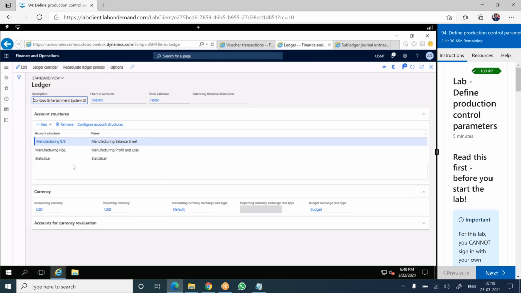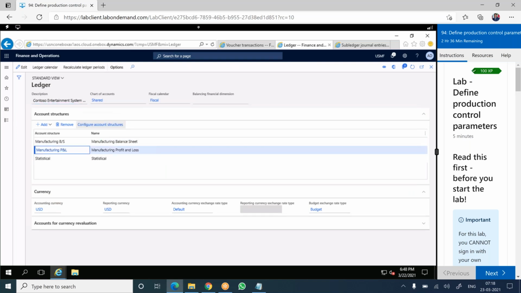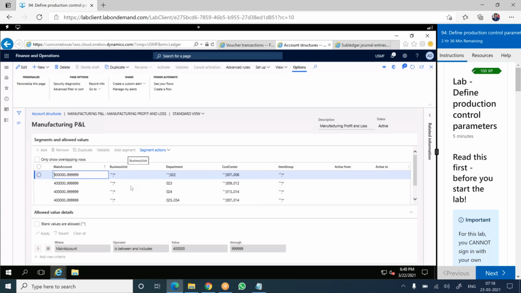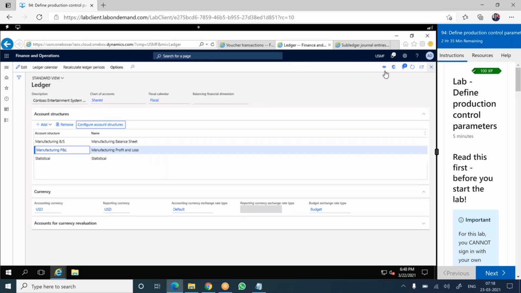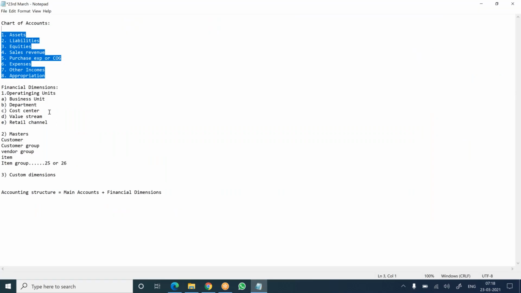For the other one, manufacturing P&L, if you go inside, it is mapped with the business unit, department, cost center, item group. We will configure this as per the client requirement. We are going to configure these things. Okay, this is a brief about main accounts and accounting structure. Main accounts, financial dimensions and accounting structure.